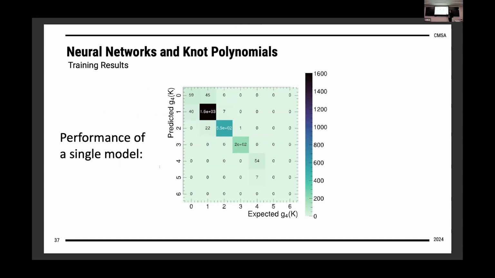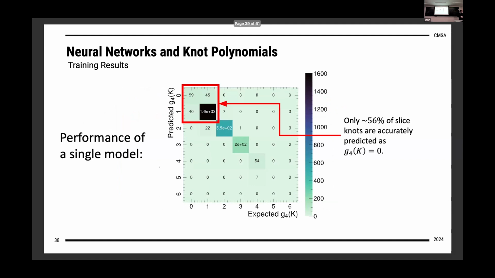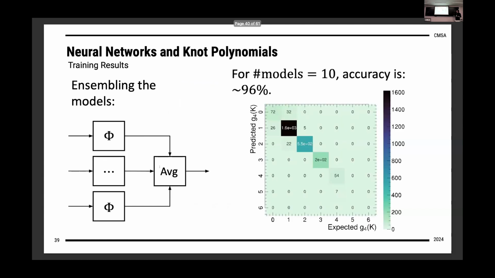or it confuses, has a lot of false negatives and false positives when trying to essentially tell you if your node is going to be genus 1 or genus 0. So in fact, only 56% of the slice nodes are correctly predicted as being slice. So that's a problem. So what we did next, and the most obvious thing you can do, is to create an ensemble of neural networks.